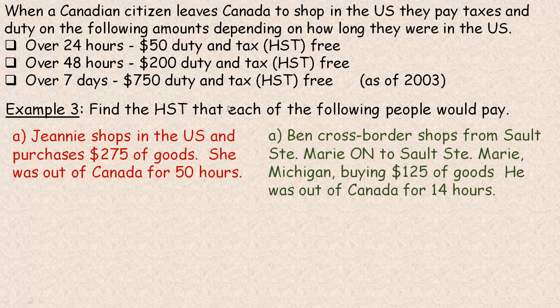So example 3 says find the HST that each of the following people would pay. And the first one says Jeannie shops in the US and purchased $275 worth of goods. She was out of Canada for 50 hours. So 50 hours is a little over 48, so we're going to use this one here. Now, this says over 48 hours, there's 200 duty free. She bought 275, so the first 200 is tax free. She would only pay tax on the amount over $200, which would be the 75. Okay, so it's $75 because 275 is 75 bigger than 200.